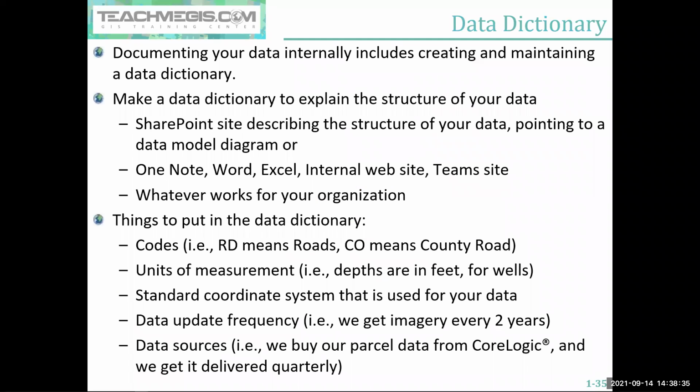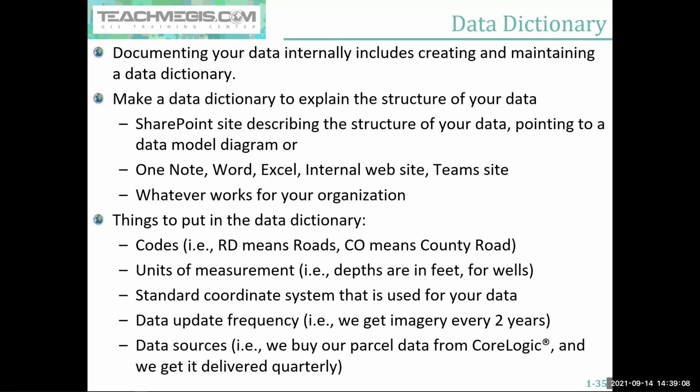Another part of documenting your data is creating a data dictionary. I don't know if you have that in your organization, but if not, you might want to start making one. A data dictionary is a document that explains the entire structure of your data. It's a bit more than just a data model. Oh, wait a minute, the data dictionary doesn't have to be a particular file type. It could be a SharePoint site, OneNote, Word, Excel, a website, a Teams site, whatever works for your organization.